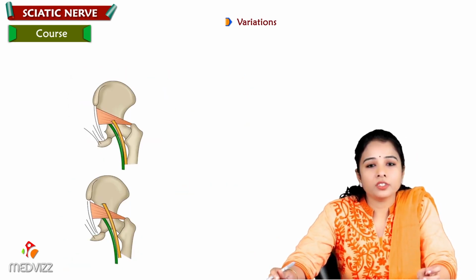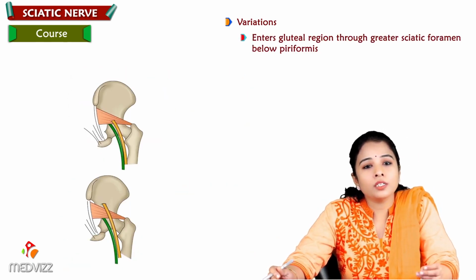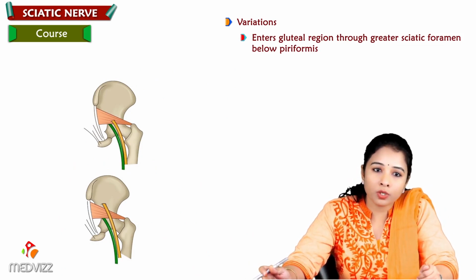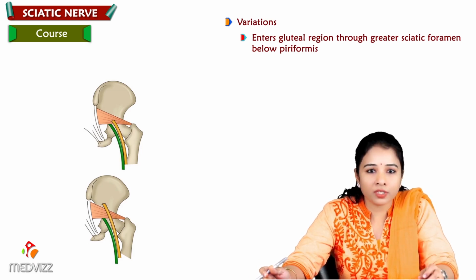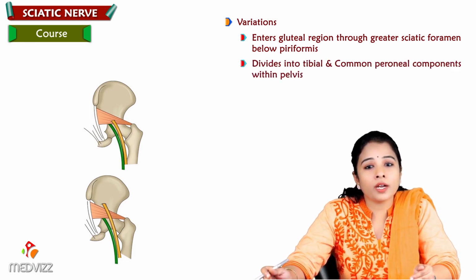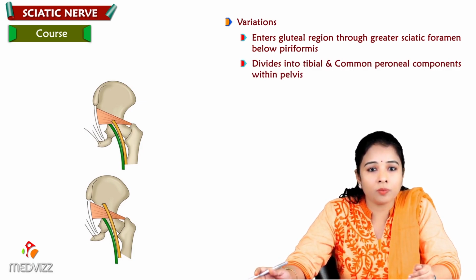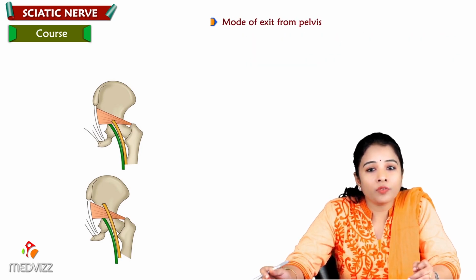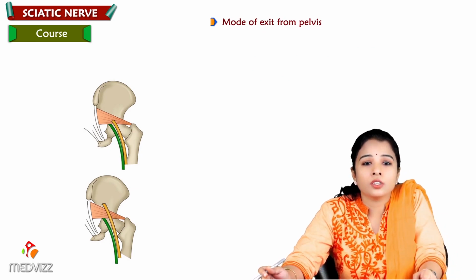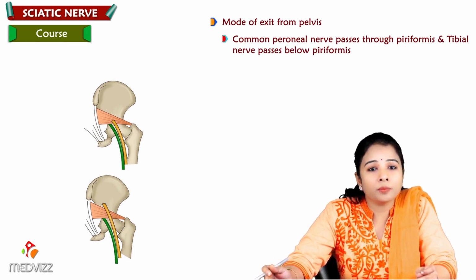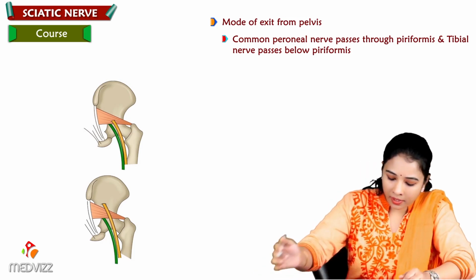So usual variations are two types. Normally the sciatic nerve enters the gluteal region through the greater sciatic notch below the piriformis. That's what we have seen till now. But sometimes the sciatic nerve divides into tibial and common peroneal components within the pelvis itself. And in such cases, the mode of exit from the pelvis occurs in two ways. One is the common peroneal nerve passes through the piriformis and the tibial nerve passes below the piriformis.